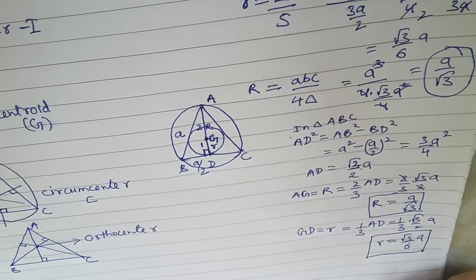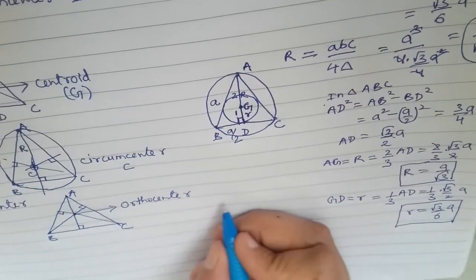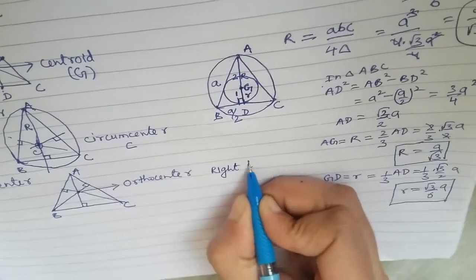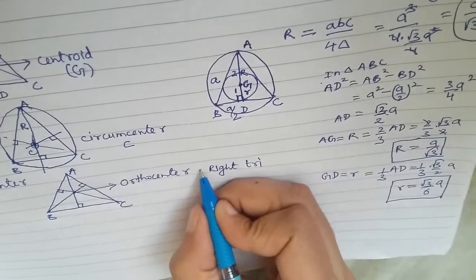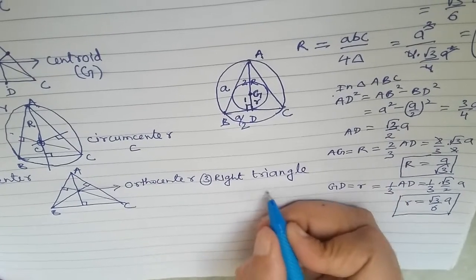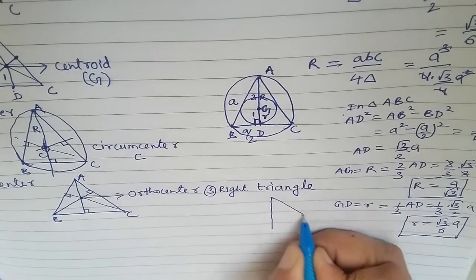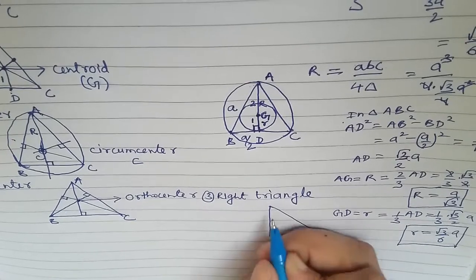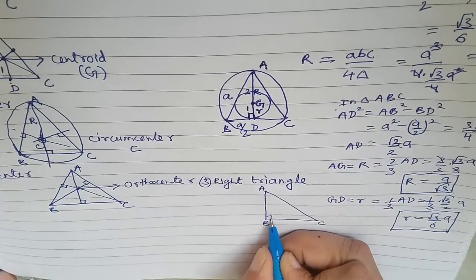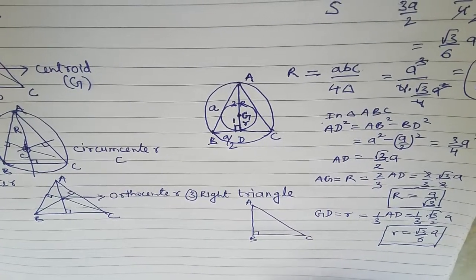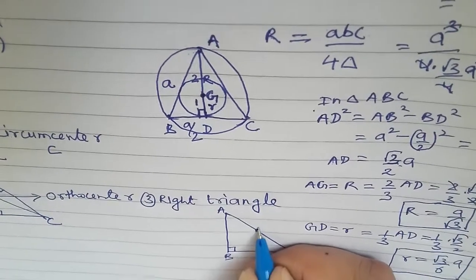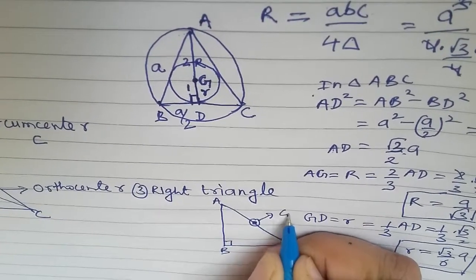Another important case is the case of the right angle triangle. Let us write here right triangle. This is the third property. What happens in the right triangle? Let me draw a right triangle first. This is a right triangle ABC. It is right angled at angle B. In case of a right triangle, always remember, the circumcenter is the midpoint of the hypotenuse.